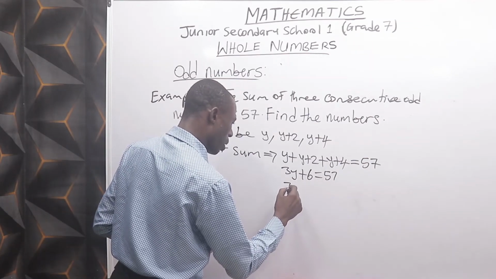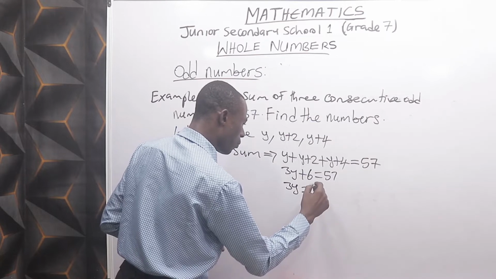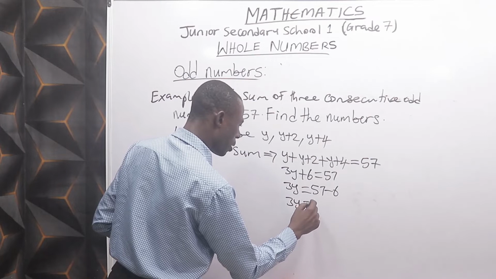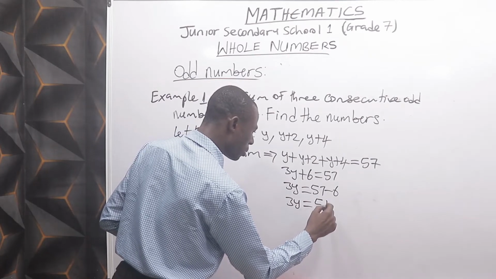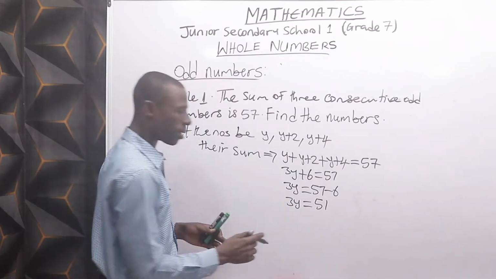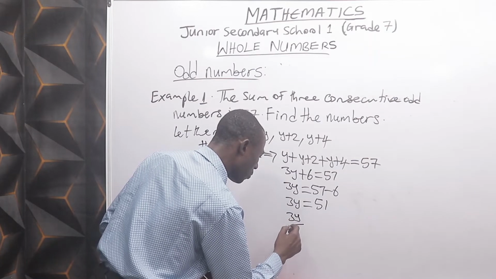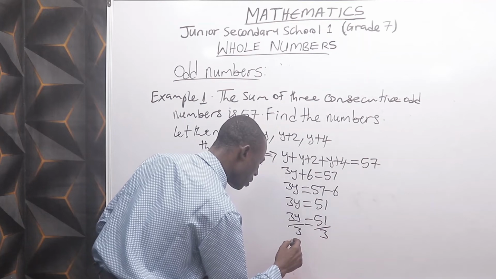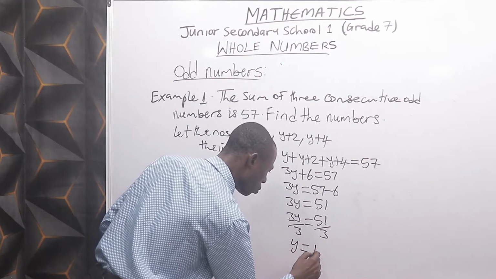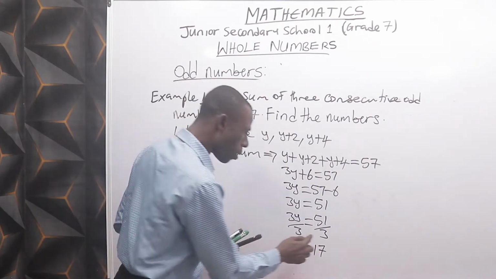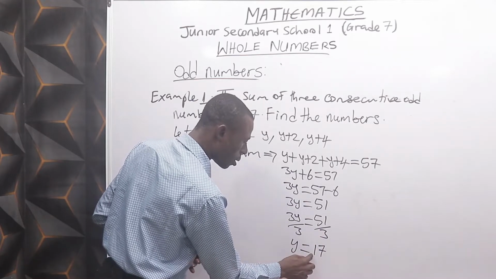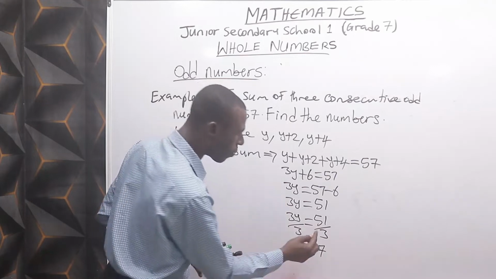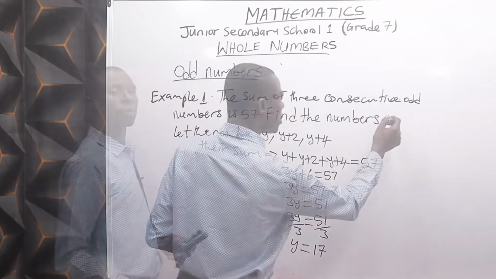Collect the like terms. We have 3y equals 57 minus 6. 3y equals 51. Divide both sides by 3. So we have 3y divided by 3 equals 51 divided by 3. So y is equal to 17. How? 3 in 5 is 1. It remains 2. Use the 2 with the 1 forming 21. 3 in 21 is 7.